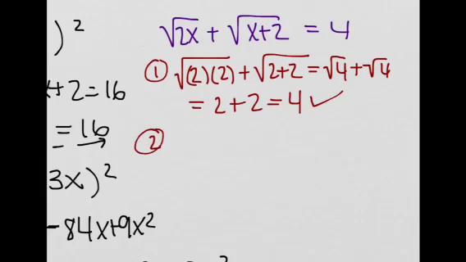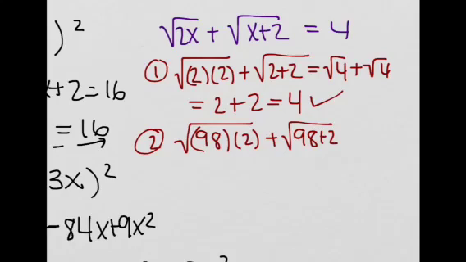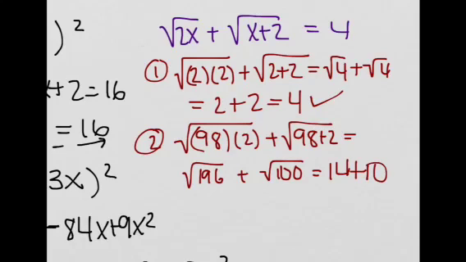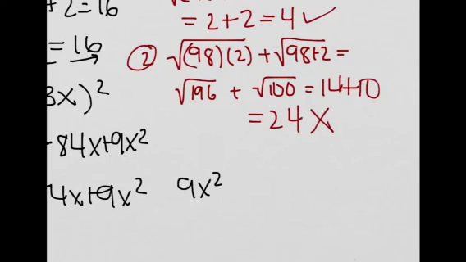Now let's try 98. So the square root of 98 times 2, plus the square root of 98 plus 2, is equal to the square root of 196 plus the square root of 100, which is equal to 14 plus 10, and this is equal to 24, and this is not equal to 4. So 24 is not equal to 4. So the real answer, as a matter of fact, is actually just x is equal to 2.